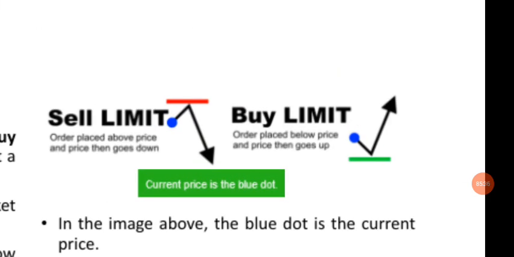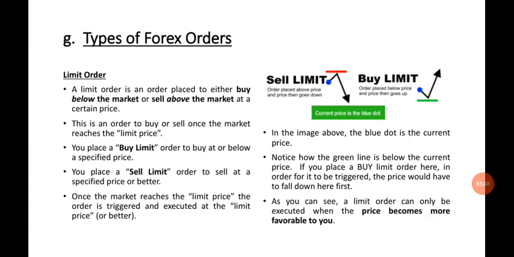So here is your limit price, and the current price is the blue dot. As you can see, sell limit order placed above price, and price then goes down. Buy limit order placed below price, and then price goes up. In the image above, the blue dot is the current price. Notice how the green line is below the current price.